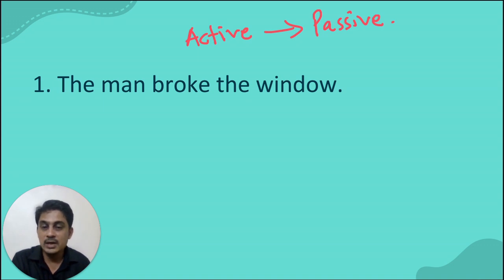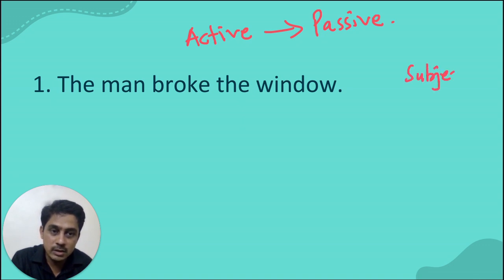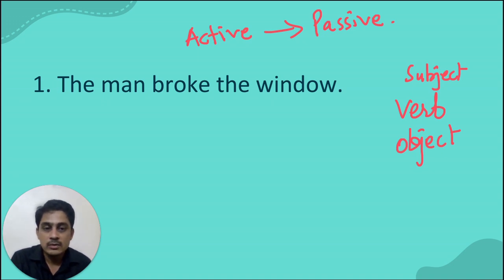The first step in changing the voice is to understand the parts of the sentence. Parts of the sentence means what is the subject of the sentence, what is the verb, and what is the object. When we are looking at the parts of the sentence, the first and easy thing is to find the verb in the sentence. What is verb? Verb is an action word that shows the action. The man broke the window. What is the action? Broke. This is verb.